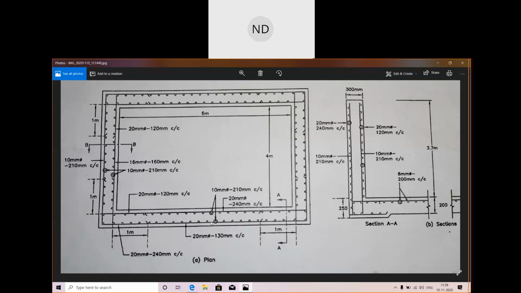Okay, the main bars we have used are 20 mm at 240 mm center to center. Here also the same, these are the main bars. The main bars which are provided here are how much? 20 mm dia, at 120 mm center to center. We have the distribution bars of 10 mm at a spacing of 210 mm center to center. Okay.